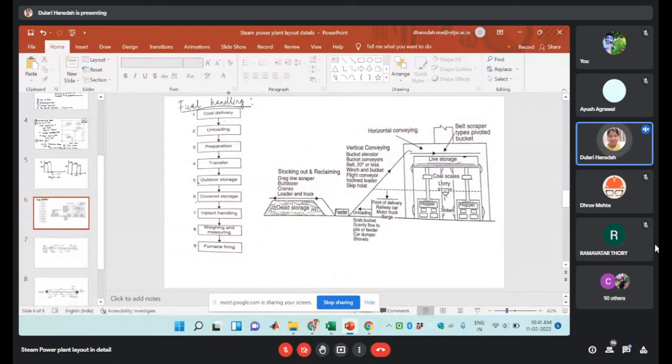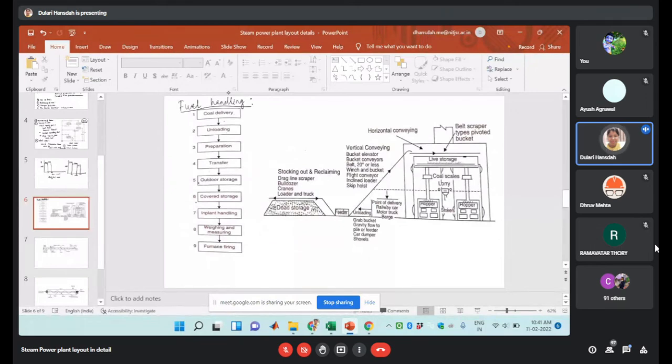So this is the outline of the coal handling equipment. Here is the feeder. The feeder will be used to store the coal, and it is the live storage system. Different storage systems are there, from which coal will be transferred to the conveyor belt, and different belt conveyors will be discussed in this case. Okay, so this is the outline.